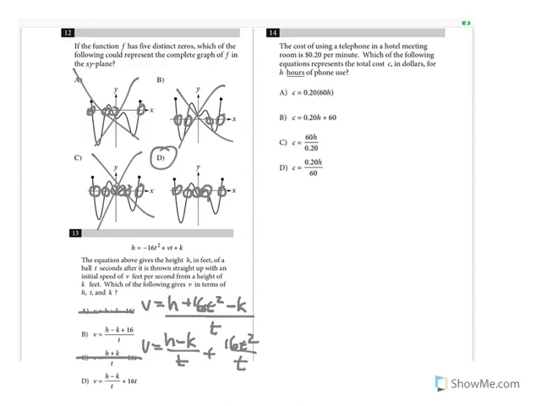Now that t squared divided by t, that is our rules of exponents. So that means we're going to subtract 2 minus 1. All right, same base. We're going to subtract the exponents. And so that is going to give us h minus k divided by t plus 16t. Answer choice D.